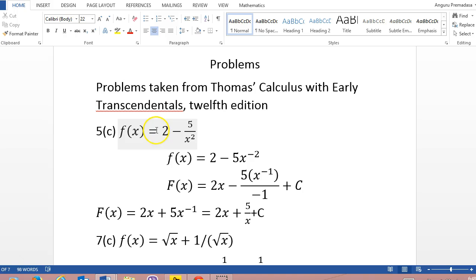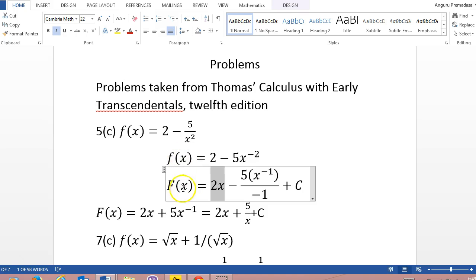Now we need to take the antiderivative of 2 minus 5 over x squared. So you can use the sum rule here. You can take the antiderivative of each piece and then subtract them. The antiderivative of 2, of course, will be 2 times x, right? But before you do that, you might want to rewrite the 5 over x squared and bring the exponent above. So this can be written as 2 minus 5, and 1 over x squared can be written as x to the minus 2.